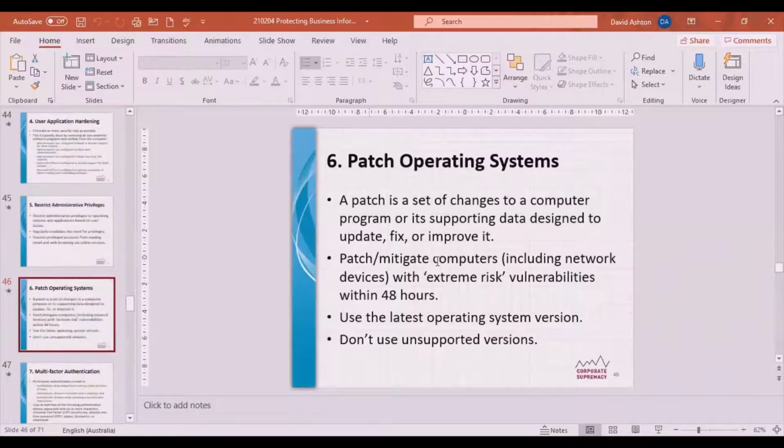And patch the operating system. So again, use the latest operating system versions and don't use unsupported versions. It's again a type of software and data that you're prepared to install in your computer system.